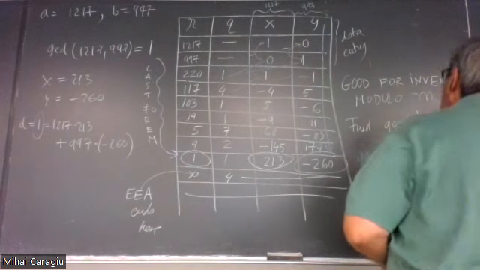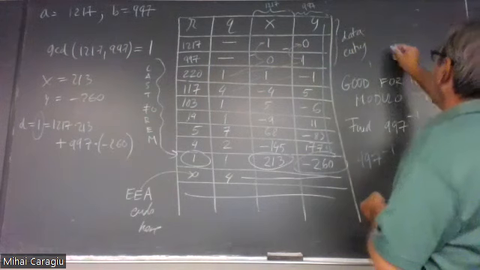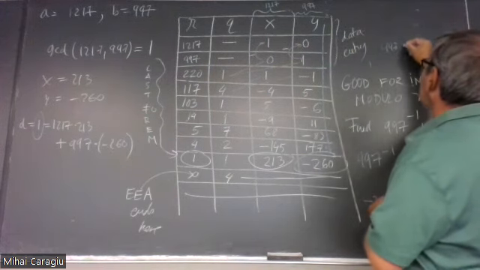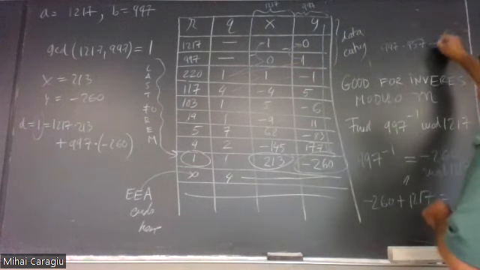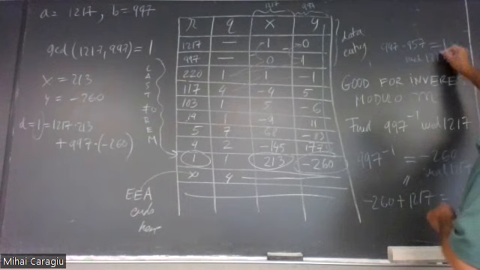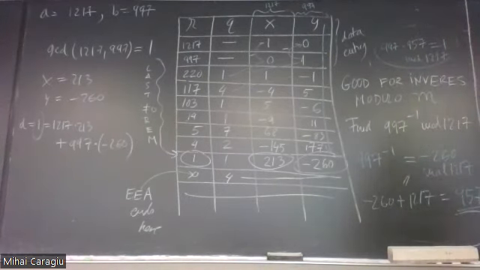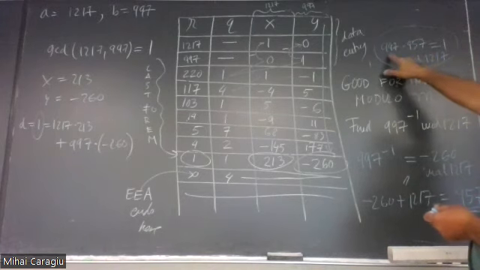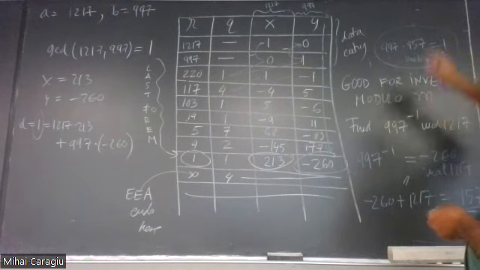So the inverse of 997 is 957. So what does it mean? 997 times 957. The product of the number and its inverse is 1. But what kind of 1? Modulo 1217. That's the meaning of the inverse. So 997 inverse is 957 because if we multiply 997 with 957 and divide by 1217, the remainder is exactly 1.